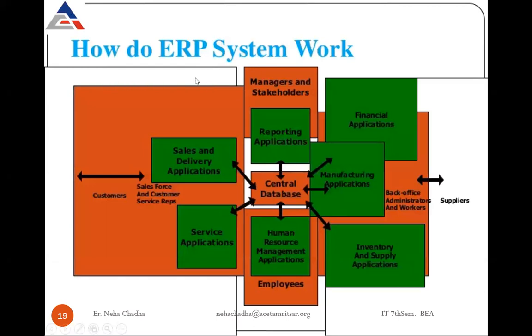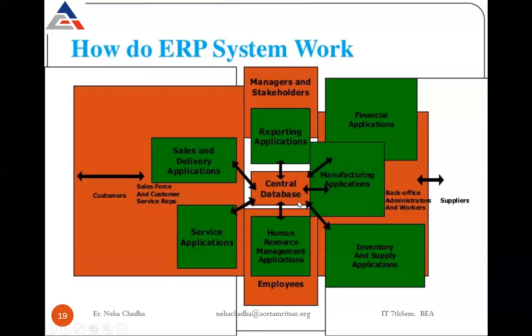This is how an ERP system works, and let's understand it. First, you have one central database at the center location. The other activities highlighted in green are the sales and delivery applications. Suppose there is one department named sales and delivery application. They only handle the sales and delivery. They are connected to the central database. Then there is one reporting application. They generate reports and all that. They are also related to the central database.